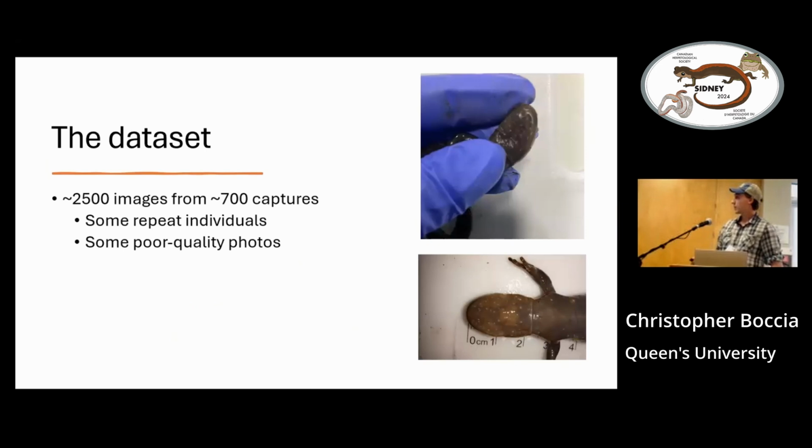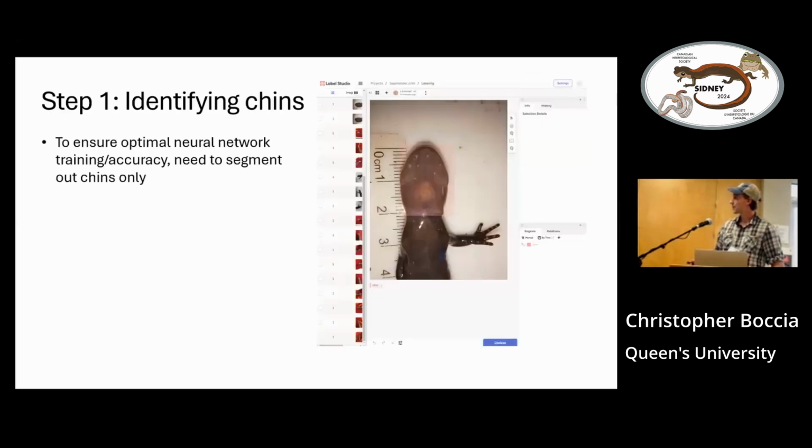So in terms of what we have, our data set, we have about 2,500 images from about 700 individual captures. We do have some repeat individuals, which is great for training our model and testing it out. Unfortunately, this was something that we kind of tacked on last minute. So we have some really great quality photos, but in a lot of cases, we were just taking these with people's phones, and not everyone had the same photography skills. So we do unfortunately have a lot of poor quality photos that are still usable, but might make things tricky.